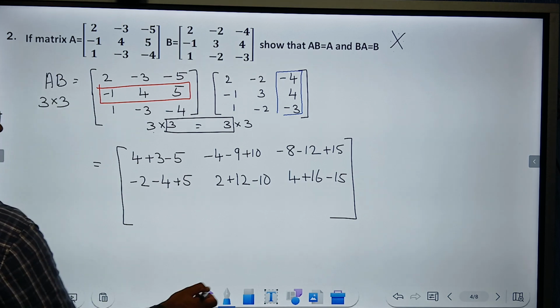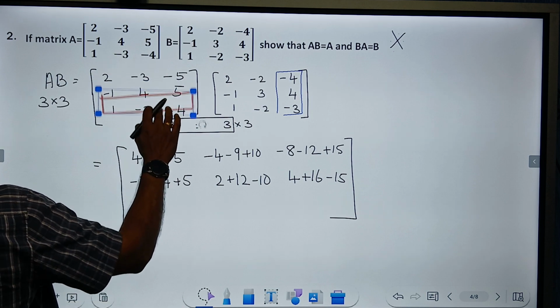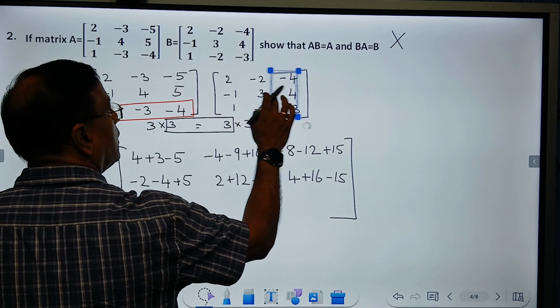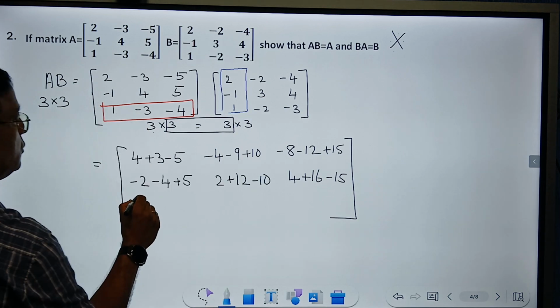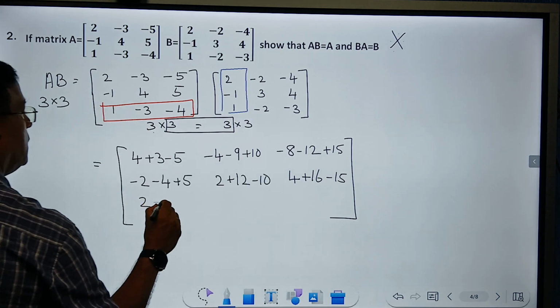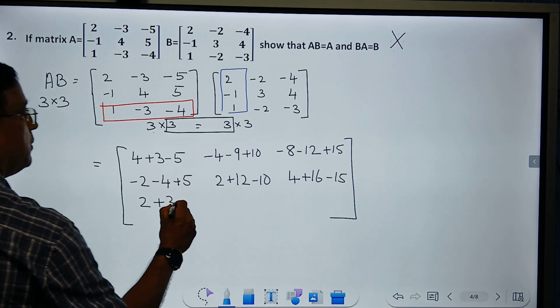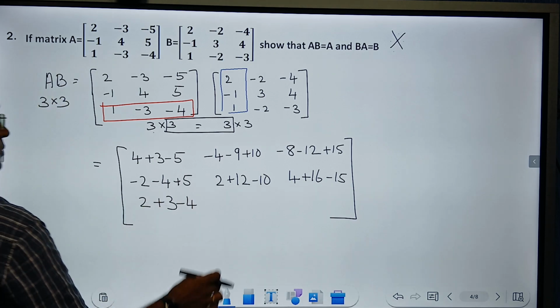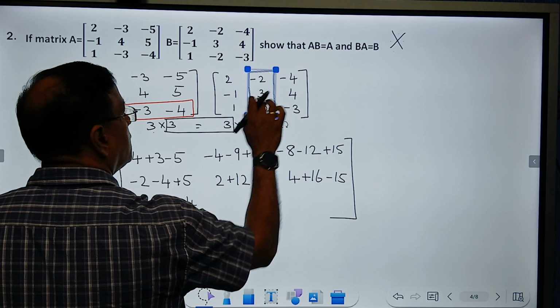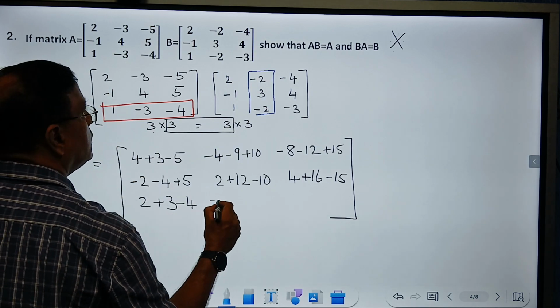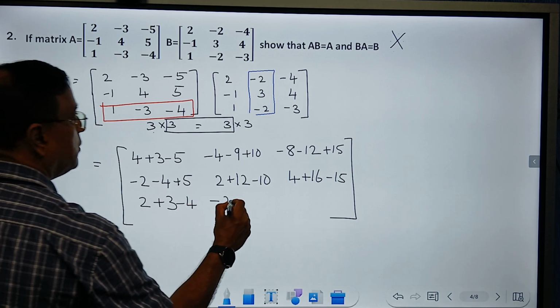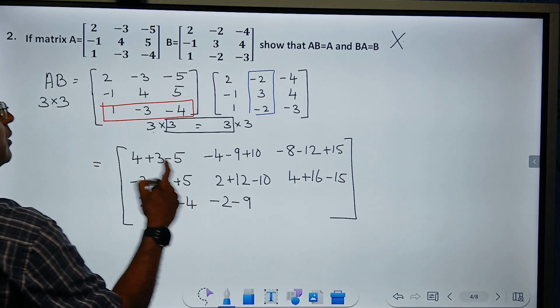Okay, now bring this back. Tell me what you do. By now you should have got the idea. 2 plus 3 minus 4. Change this. What do you get? Minus 2 minus 9 plus 8.